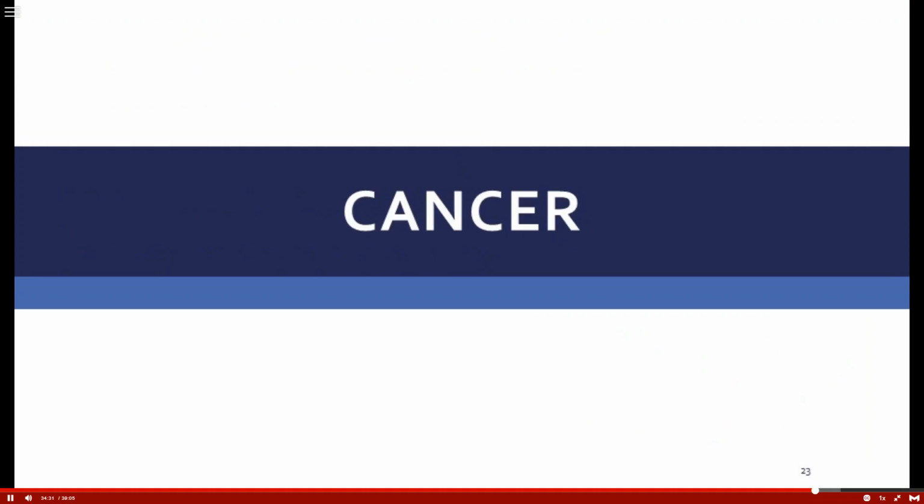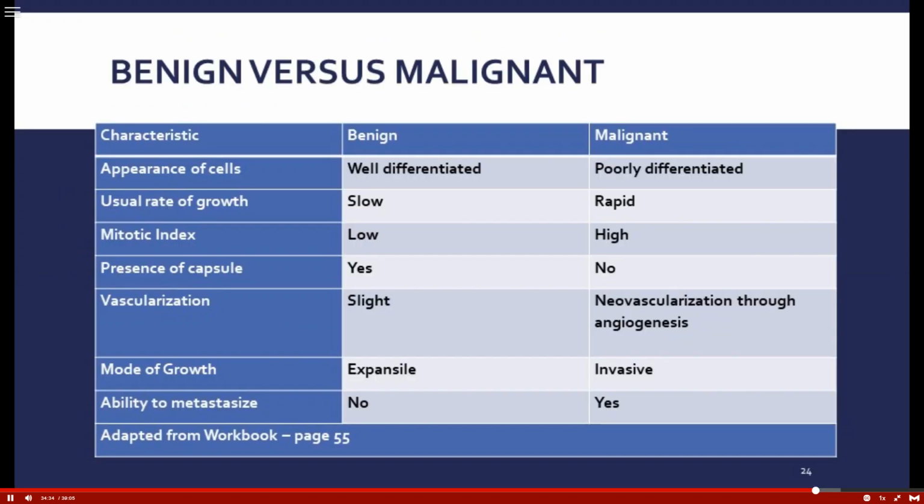Next, we're going to talk about cancer. Now, this is a very broad overview of cancer. And so this is just a really nice chart. And what you need to know is the difference between benign versus malignant. When we get into the systems, for example the pulmonary system, we're going to go in more depth about lung cancer. But this is just a very nice overview.